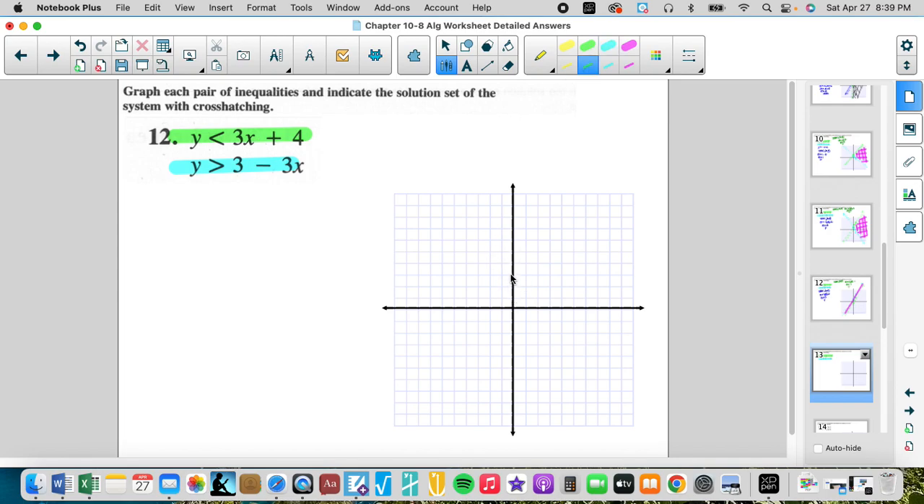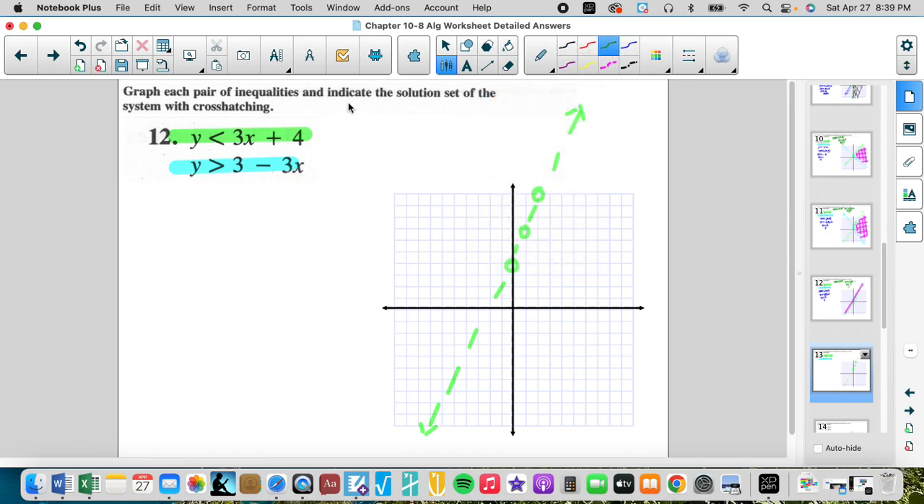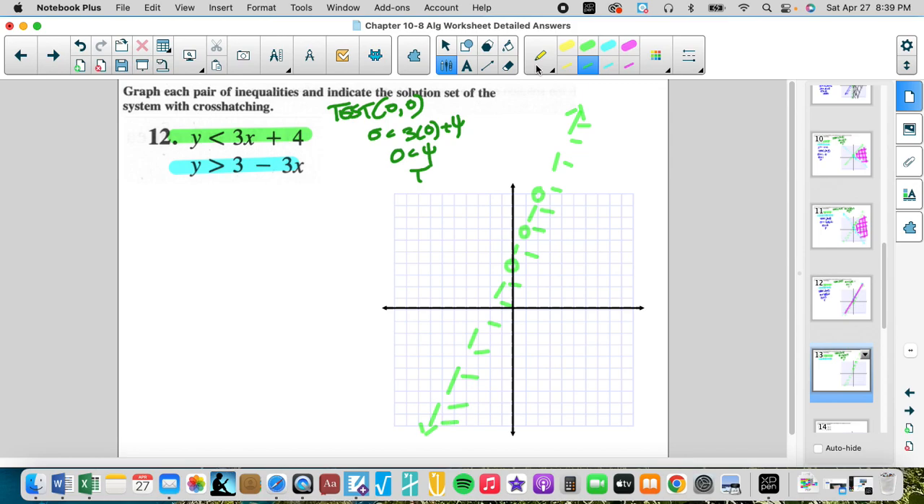4, 1, 2, 3, 4, open circle, 1, 2, 3, right 1, 1, 2, 3, right 1, dotted. Testing. 0, 0. Is 0 less than 3 times 0 plus 4? 0 less than 4 is true. Let's graph it this way, shading towards my true. Nope.